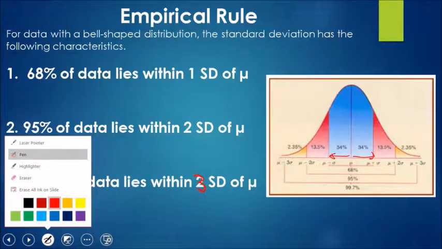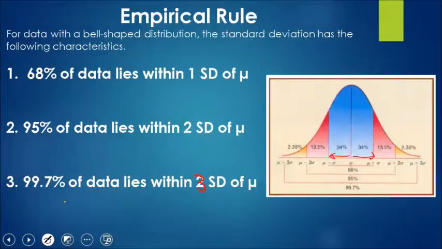95% of that data lies within 2 standard deviations. I should have used a different color, but whatever. That's from the mean all the way up to here, in a negative direction, from the mean all the way out to here in a positive direction. And then 97% of it lies within 3 standard deviations.